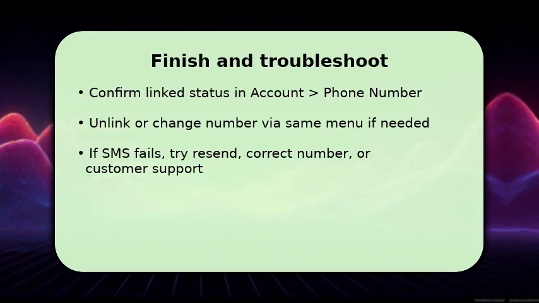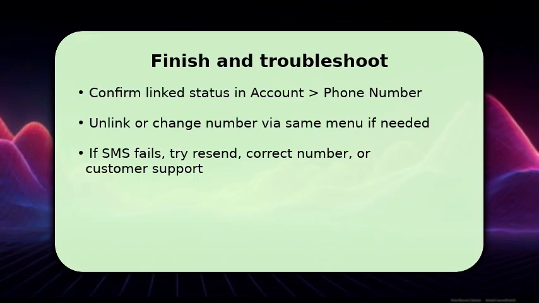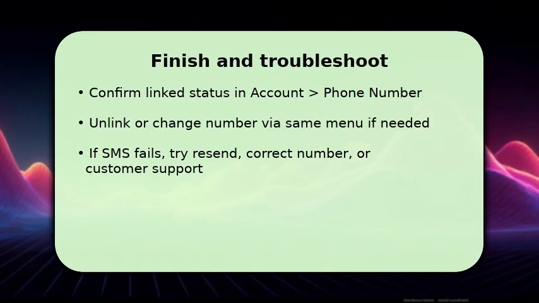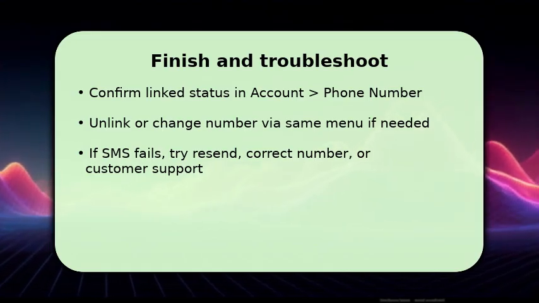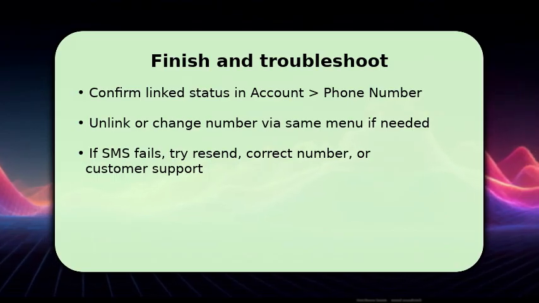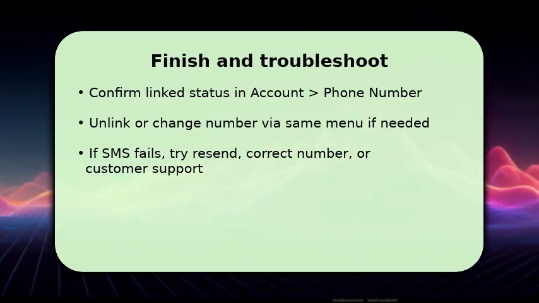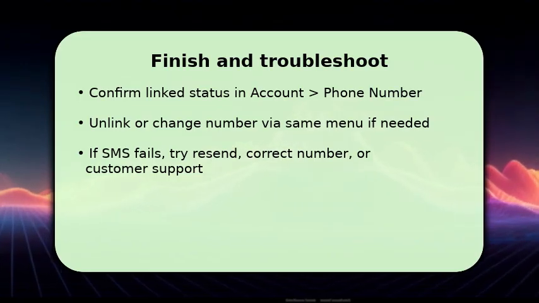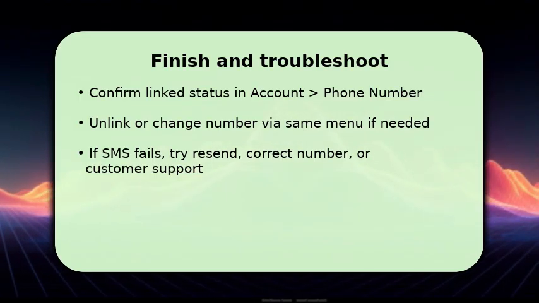If you need to change or remove the number later, use the same phone number menu to unlink and relink with a new number. If the SMS never arrives, first try Resend, confirm the entered number and country code, and check network or SMS blocking settings. If problems persist, contact Pubg support with your account ID and the steps you already tried.